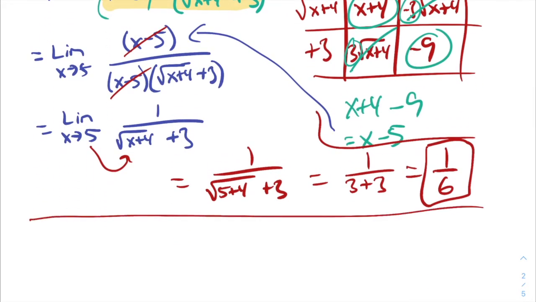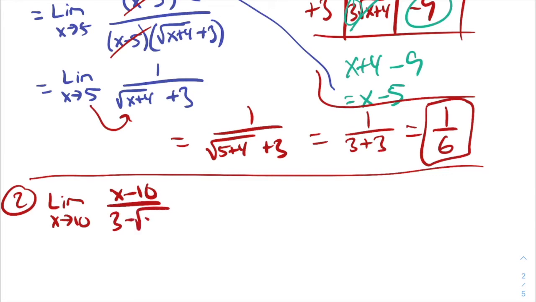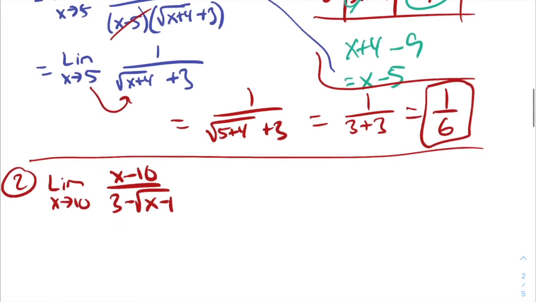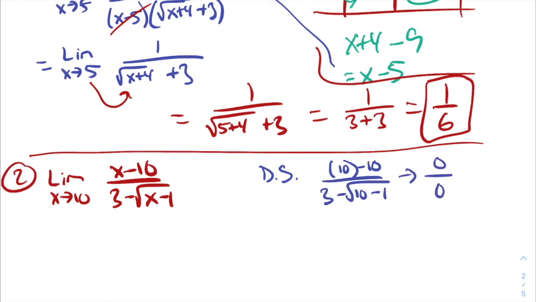All right, let's try this with a different one. Problem number 2 says the limit as x approaches 10 of x minus 10, all divided by 3 minus the square root of x minus 1. Same story as before. We always try direct substitution first. And so if I do my direct substitution, this side work, notice I'm not saying that it's equal, we would have 10 minus 10 divided by 3 minus the square root of 10 minus 1. So that would become 0 over 0, or indeterminate form.